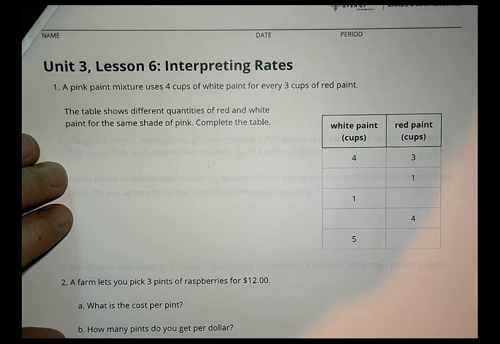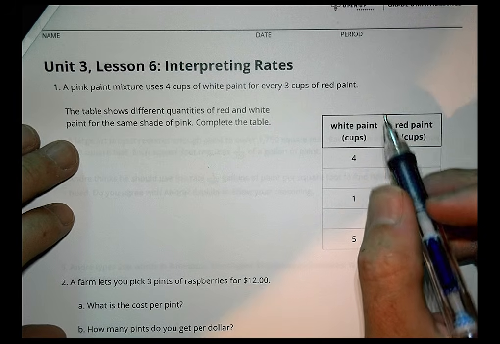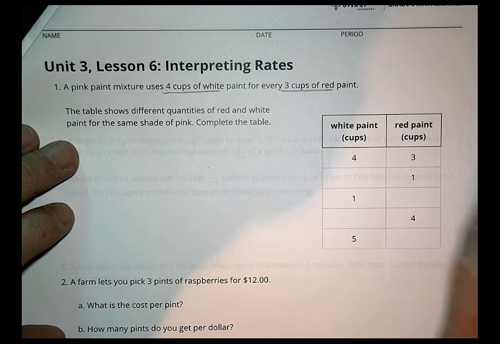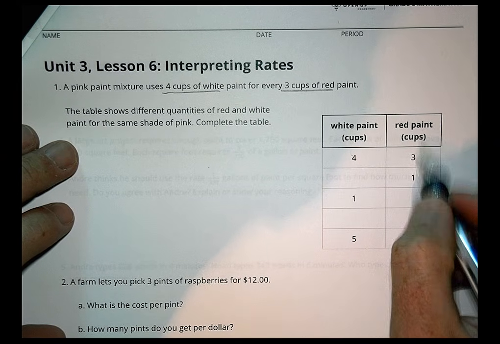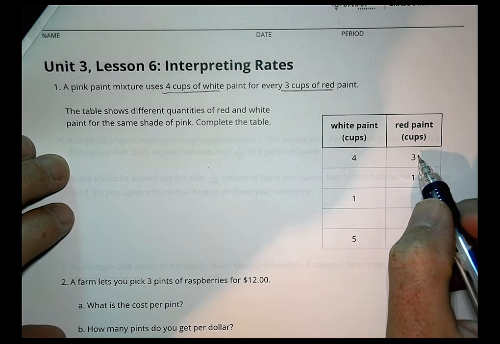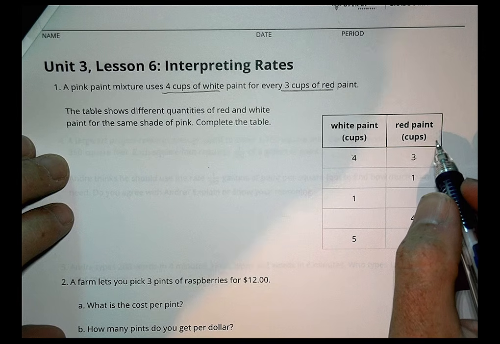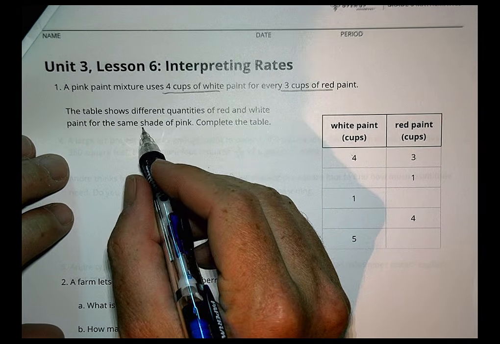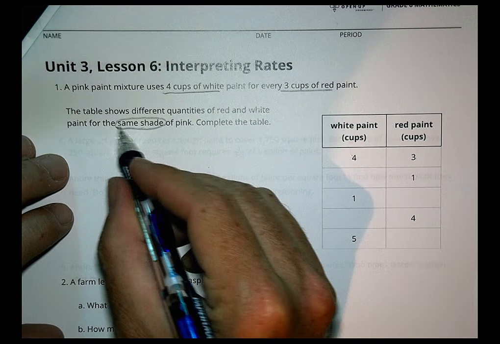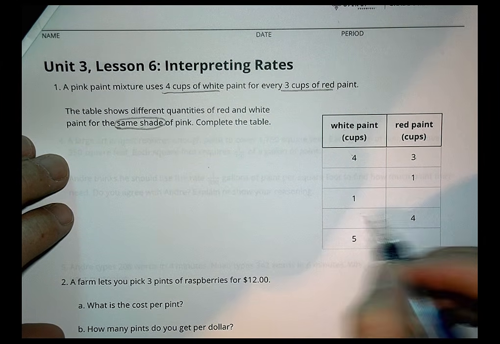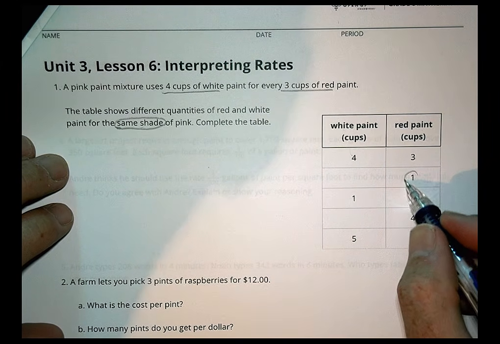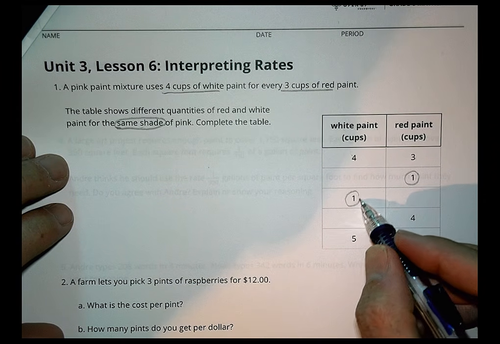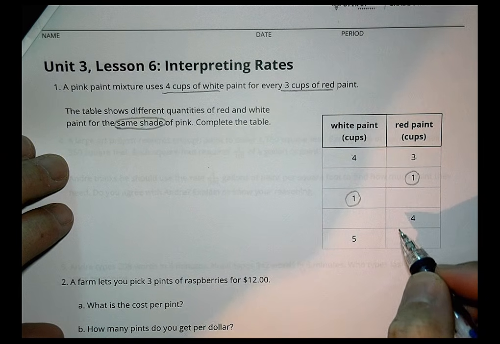Alright, here we go, homework time. The pink paint mixture uses 4 cups of white for every 3 cups of red. So here's our 4 white and our 3 red in our table. The table shows different quantities of red and white paint for the same shade of pink. Complete the table. Because the table is going to be the same shade, that means we're going to be creating equivalent ratios all the way down. We're going to create a unit rate for 1 red. We're also going to create a unit rate for white as well, and then find some additional values.